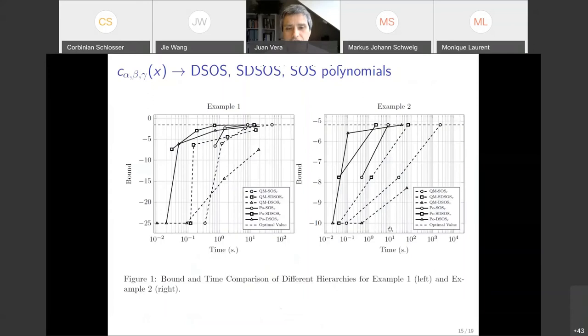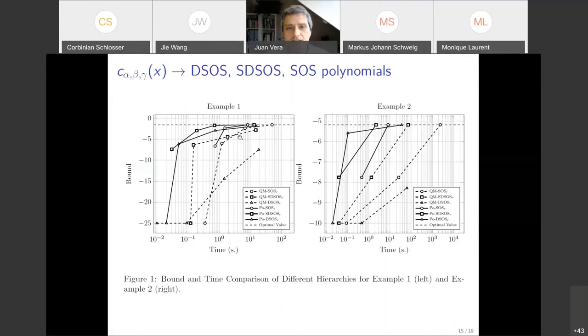Here I'm only looking at two examples, and I'm doing different hierarchies using different ideas. These are all related to sum of squares: the sum of squares, the scaled diagonally dominant, the diagonally dominant, and different expressions where I use the whole quadratic module with some restriction, and you can see that they behave differently. The Lasserre hierarchy corresponds to this line here. It converges to the optimum as we expect, but because the level of the hierarchy that we have to go up to is high, it takes a lot of time.